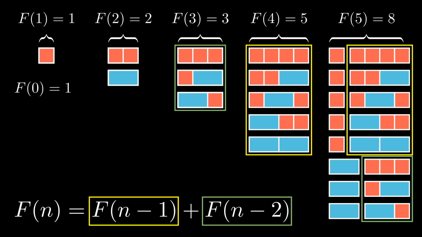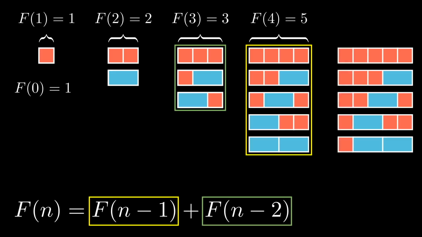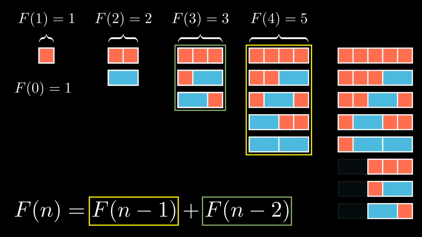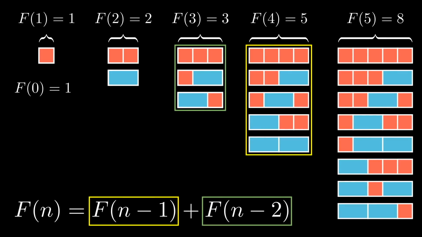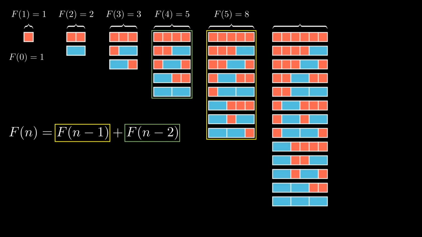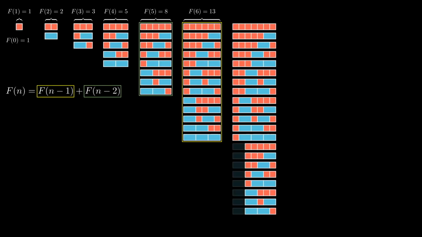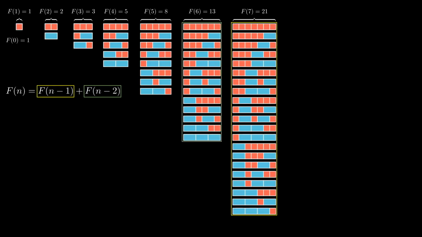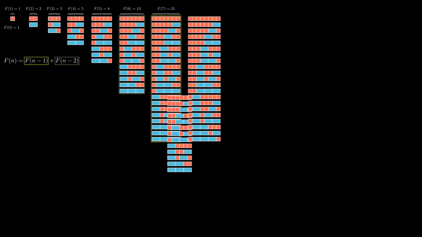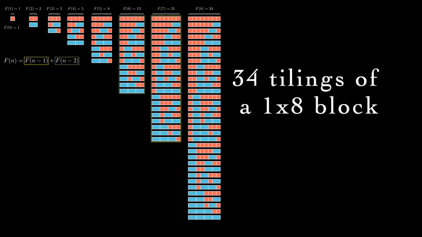We can also use this recurrence to quickly draw all possible tilings for each successive value of n. We first take all the n minus 1 tilings and add a square to the left. Then we take all the n minus 2 tilings and add a domino to the left. Repeating this process, we see f of 6 equals 13, f of 7 equals 21, and finally f of 8 equals 34 is the answer to our original question.